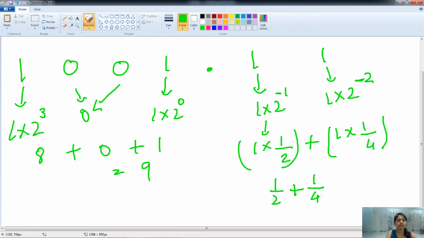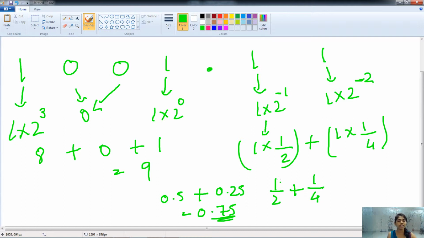We can do this by taking the LCM, or we can do direct division. If we do the direct division, we would get 0.5 for 1 by 2, plus for 1 by 4 we would get 0.25. So our answer would be 0.75 here.